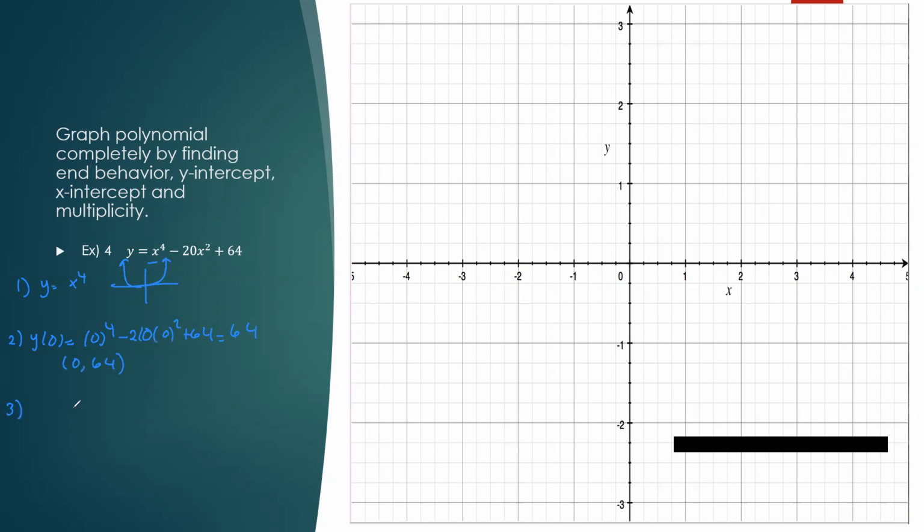Rule 3, find your x-intercepts, so set y to 0. And then how are we going to factor this? We can't do grouping. We can't do simple factoring because the power is greater than 2. We can't do quadratic. We can't do completing the square. So the last resort is the rational zero theorem and synthetic division.